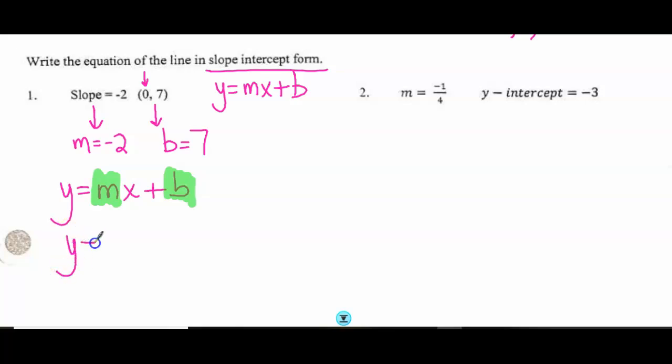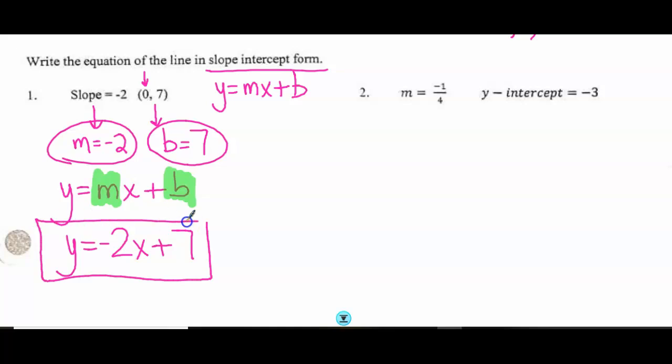So this will be y equals, instead of m, we know that it's -2, -2x. Instead of b, we know b is 7, plus 7. You have written your equation in slope-intercept form. Okay? So I go to number 2.